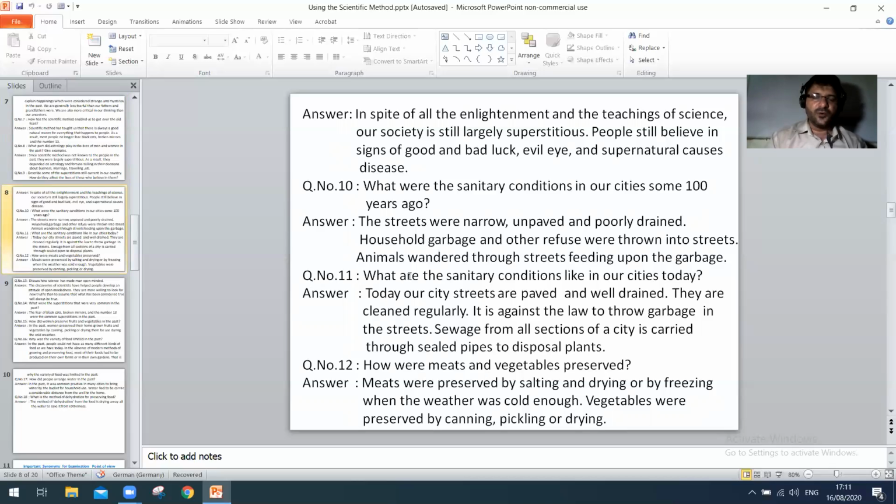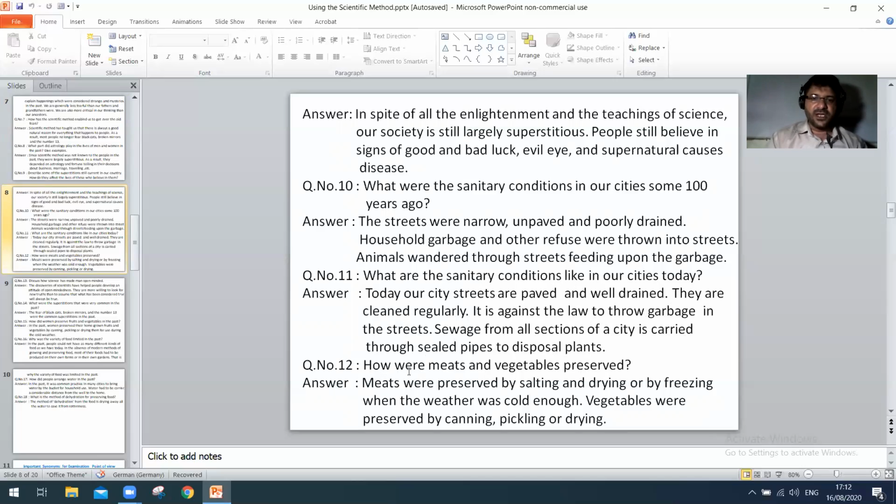Question number 11. What are the sanitary conditions like in our cities today? Today, our city streets are paved and well drained. They are cleaned regularly. It is against the law to throw garbage in the streets. Sewage from all sections of a city is carried through sealed pipes to disposal plants.